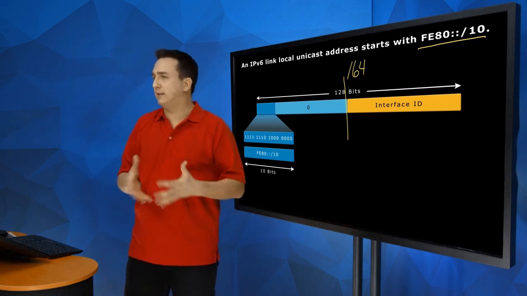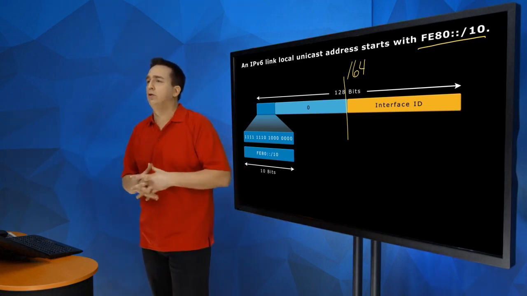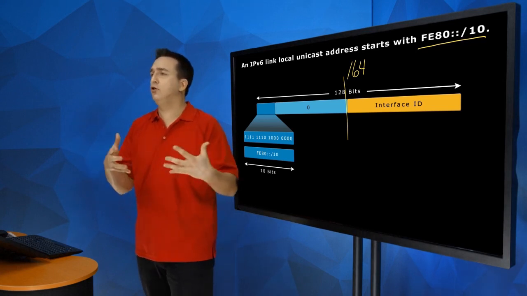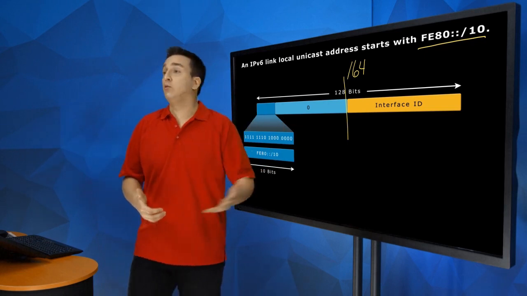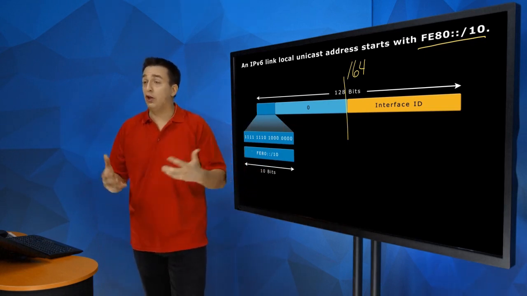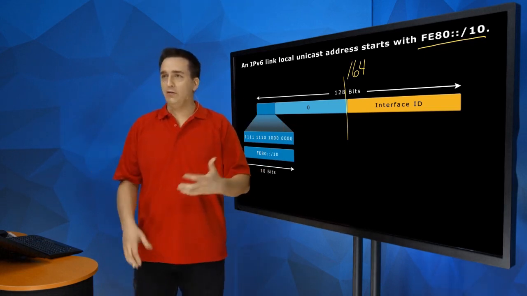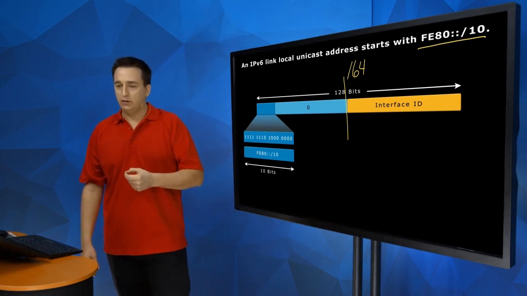If we're trying to access resources that are inside our local area network, more than likely we're going to use either our unique local address or our global address. We're not going to extensively rely on the FE80 address. However, there are a lot of services and features that definitely rely on this link local address.